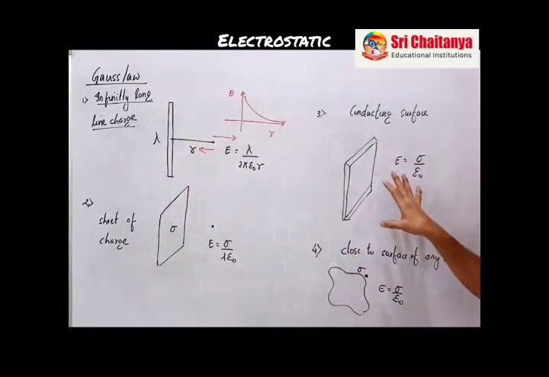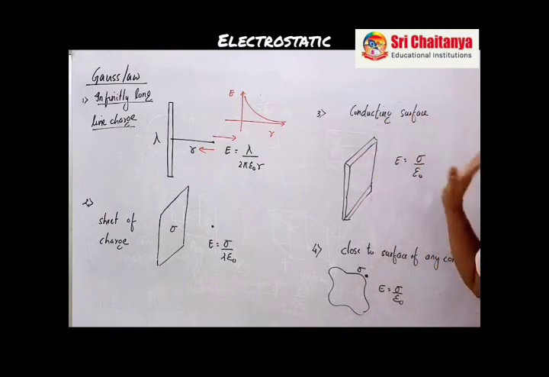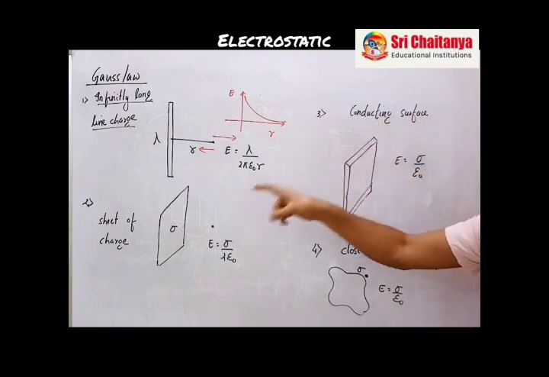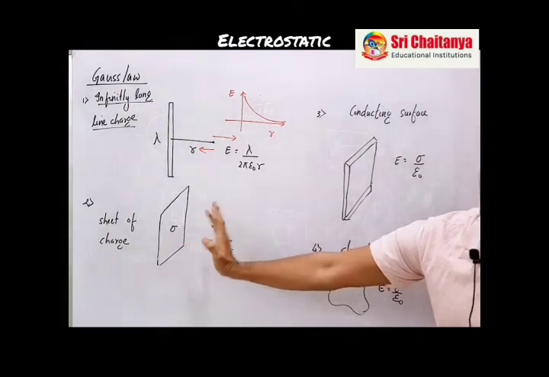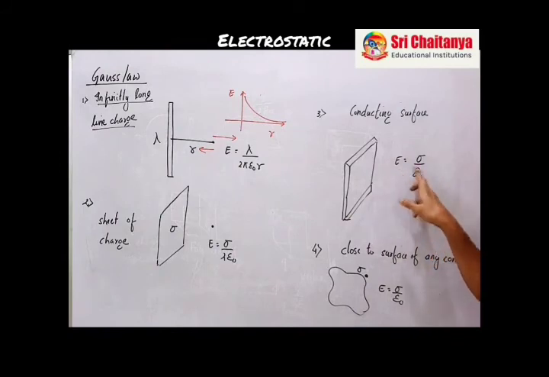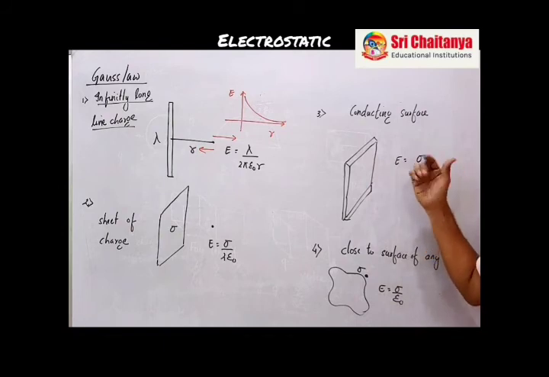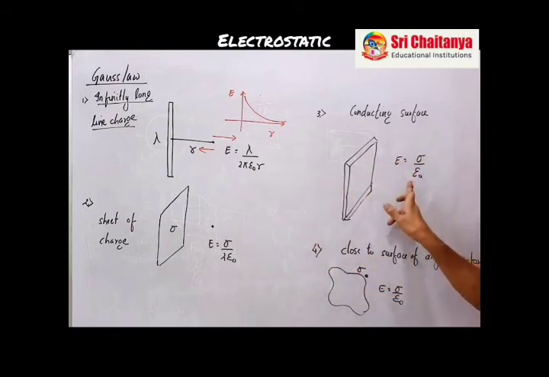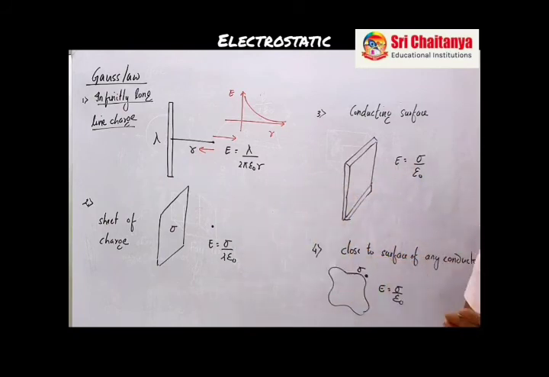Now the third situation. If I have an infinitely large conducting surface, that is an infinitely large plane sheet of charge where only one surface is there, the conducting surface is infinitely large. So the value of field will be sigma by epsilon naught. Again, if the charge density is positive, the field will be away. If it is negative, the field will be towards. And in both situations, the field is constant. It will not depend on distance.